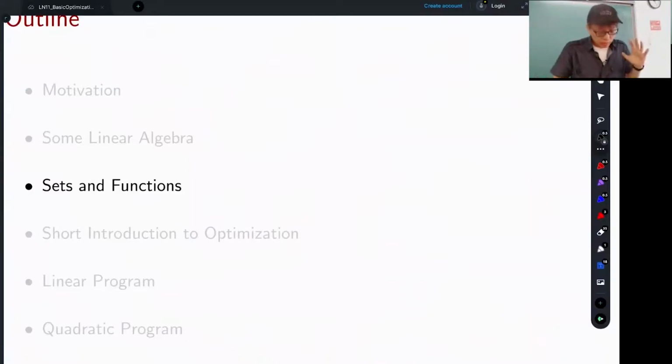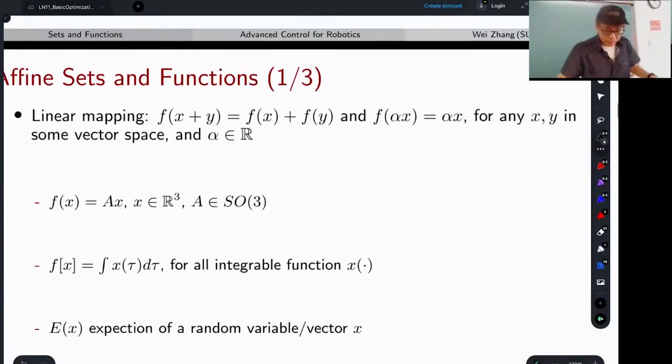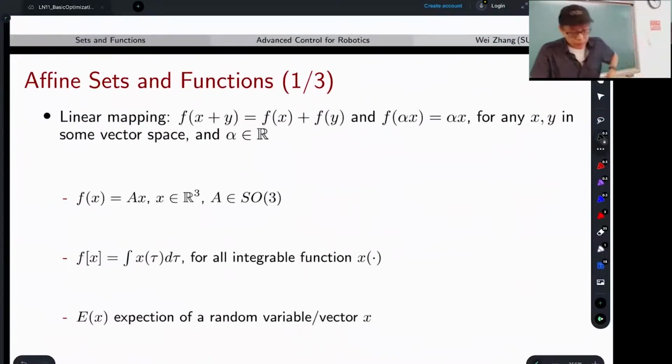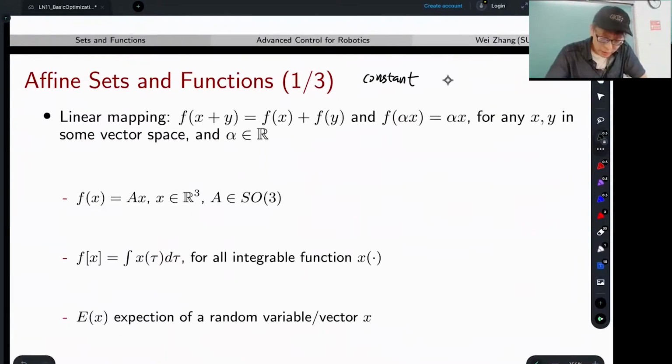Okay. So now let's talk about sets and functions. Those are very elementary. First type of function or mapping is called linear, the most basic function. Actually, the most basic one is constant, by the way. So you have a function, it's constant, it doesn't change, right? That's the constant type of function.